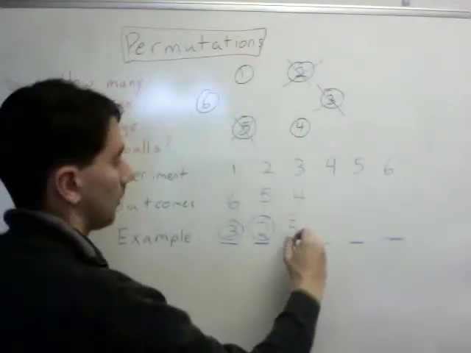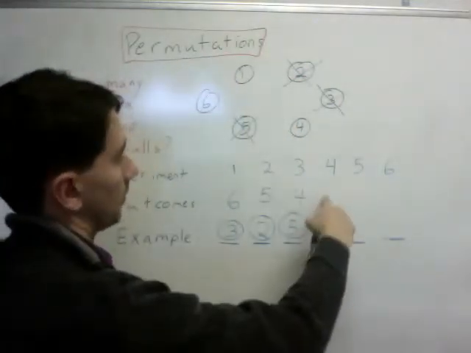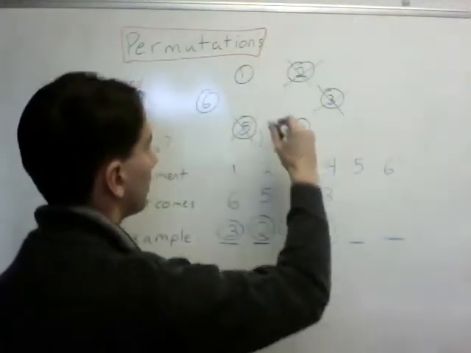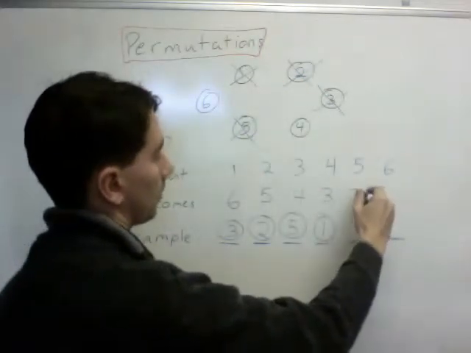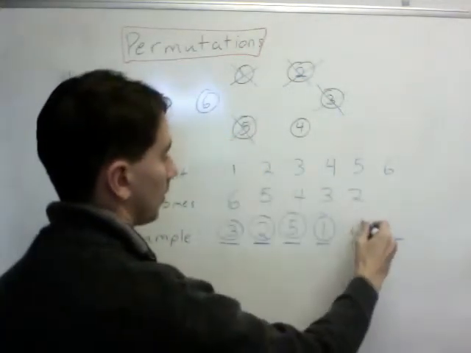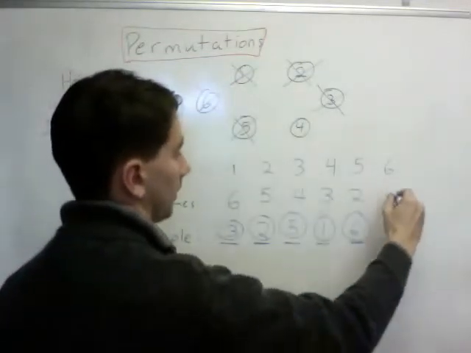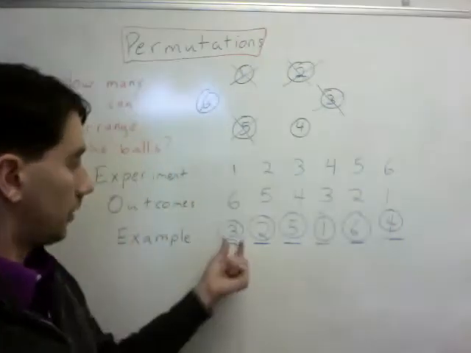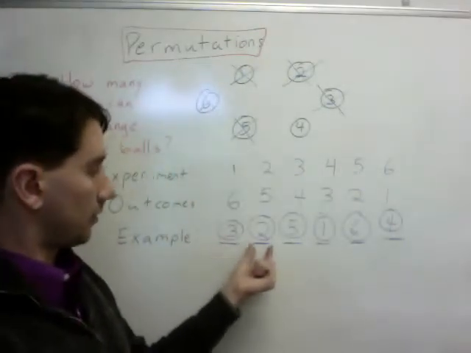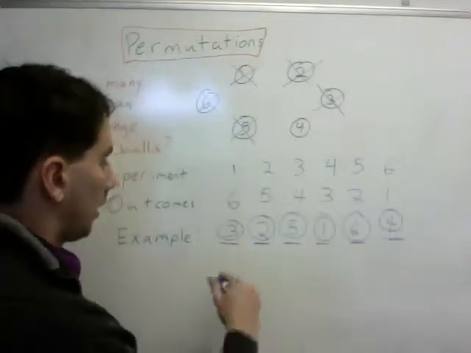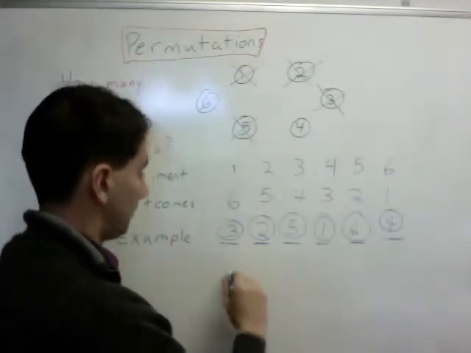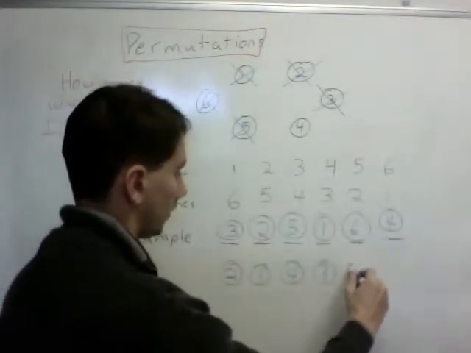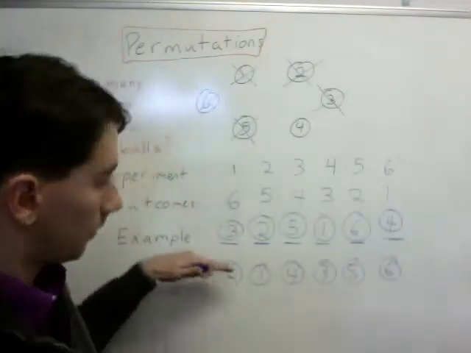So I put ball 5 here. For the fourth experiment, I have 3 choices. Maybe I choose ball 1, and so ball 1 is gone. For the fifth, I have 2 choices left. Say ball 6. And then finally, there's only 1 choice for the last thing, which I guess would be ball 4 in this case. So there's one arrangement of the balls. I could have arranged the balls 2, 3, 5, 1, 6, 4. I could have also arranged the balls 2, 1, 4, 3, 5, 6, or whatever.